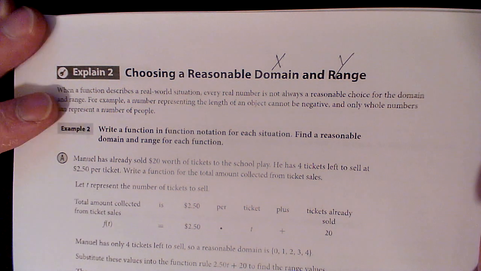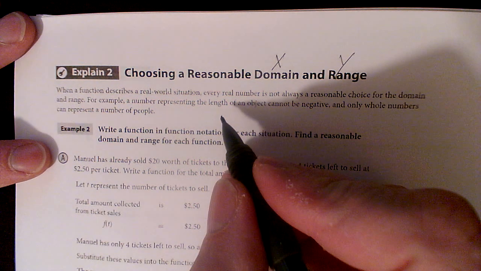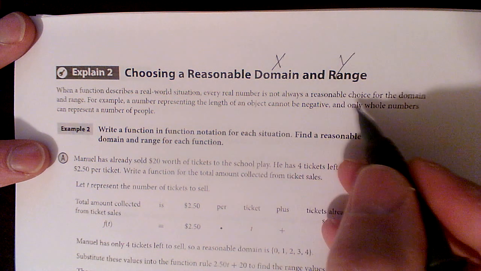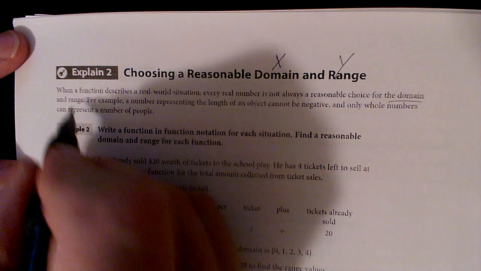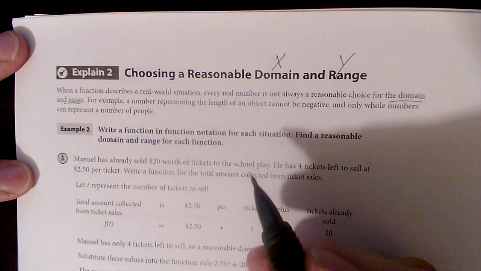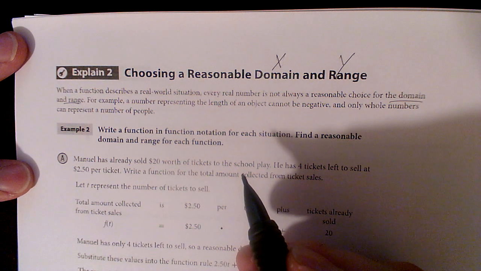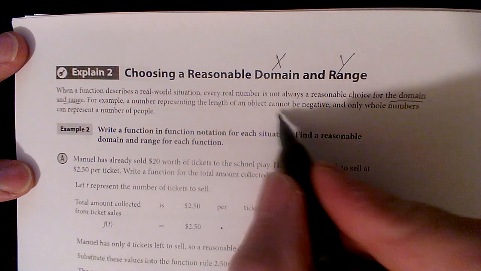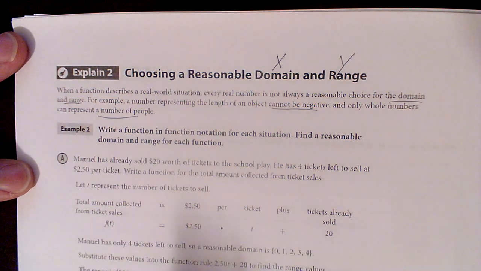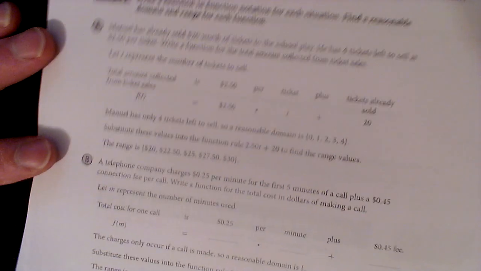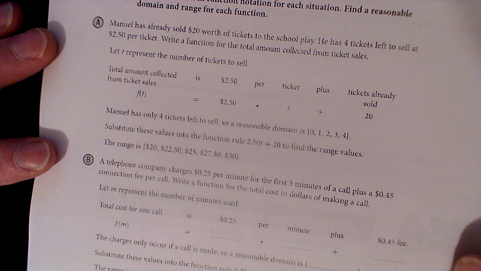When a function describes a real-world situation, every real number is not always a reasonable choice for the domain, and because not for the domain, then definitely not for the range either. For example, a number representing the length of an object cannot be negative, right? And only whole numbers can represent the number of people. You'd never say, hey, 1.5 people are on this ride, because, well, that's gross.